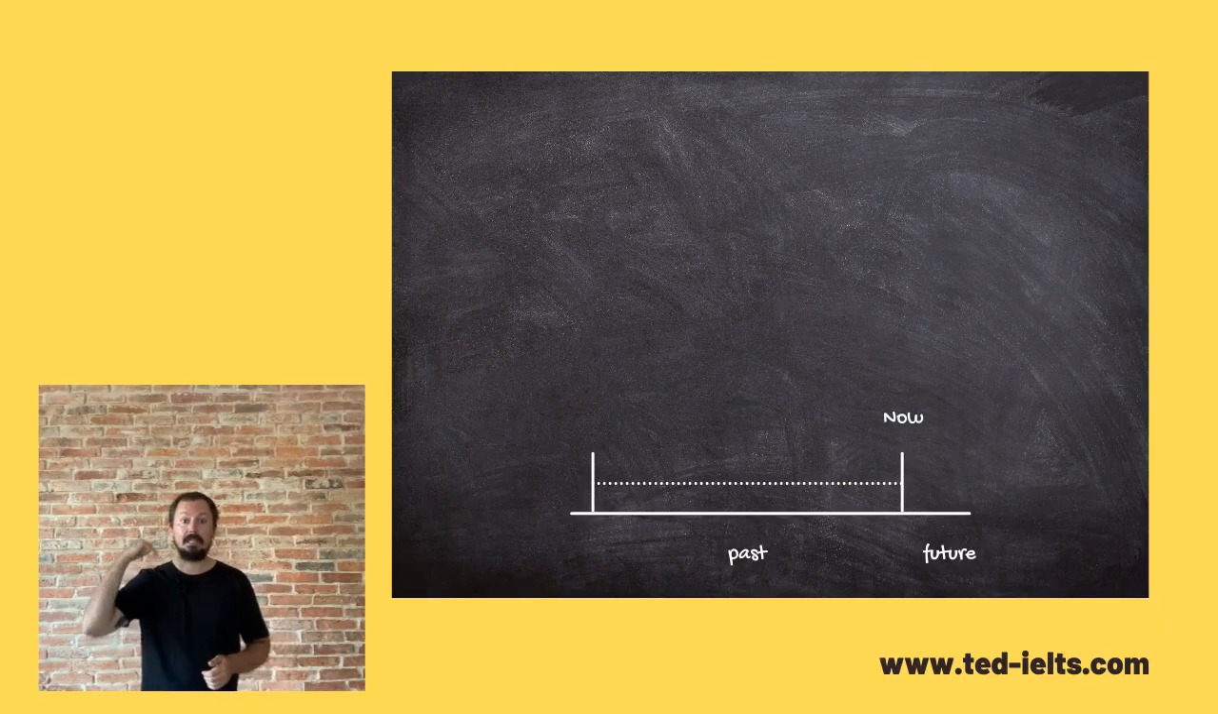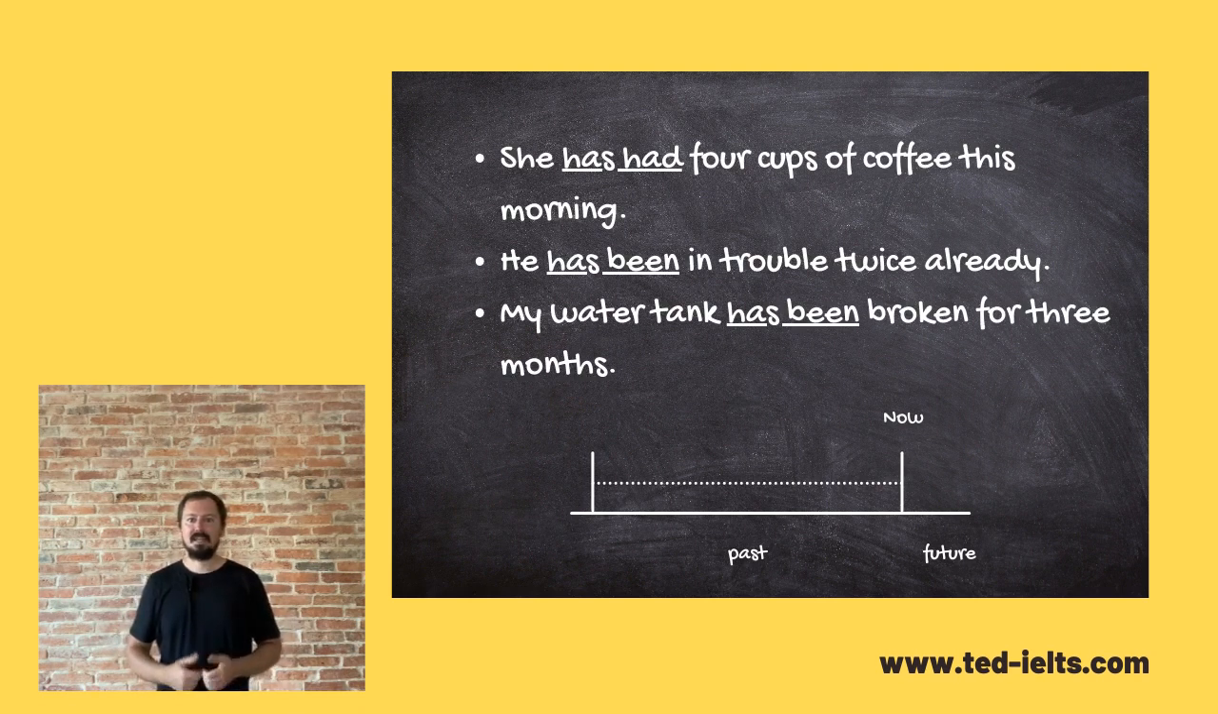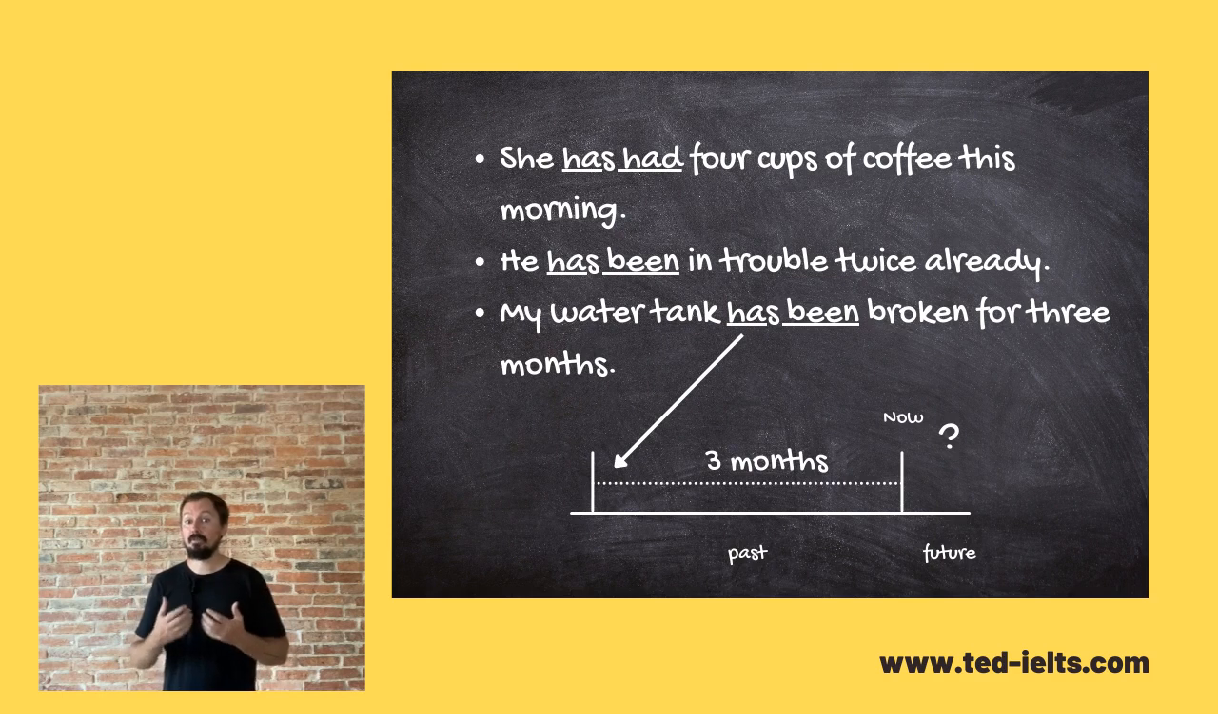We use present perfect for several reasons, but most commonly it is used to talk about things that began in the past and lead up to the present moment. Here are some examples. In each case, the verb or the situation it describes began in the past and continues or could continue until the present. In other words, she has had 4 cups of coffee this morning, but she could have more because it's still the morning. He has been in trouble twice already and it could happen again. My water tank has been broken for 3 months and is still broken now.